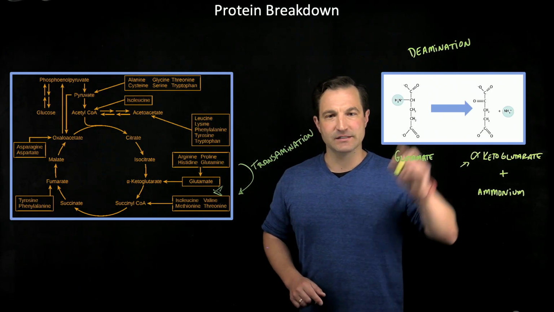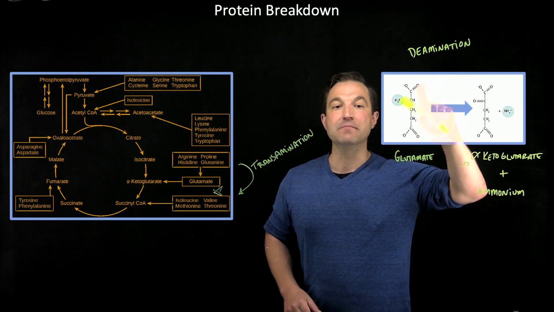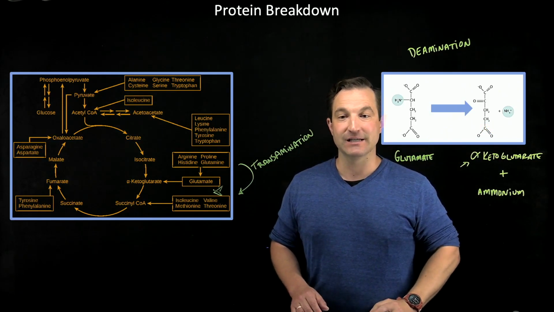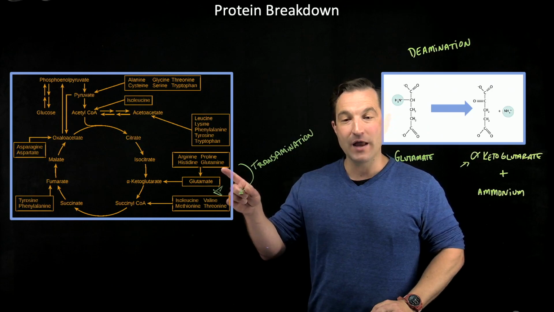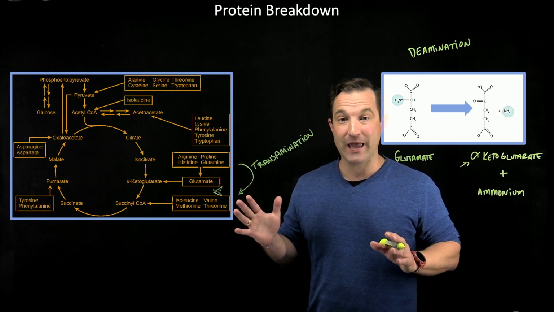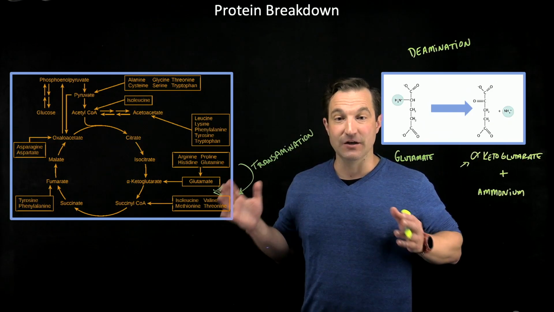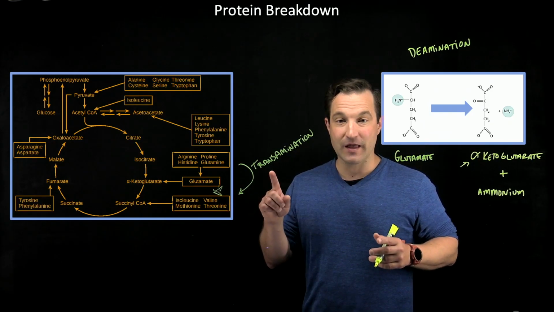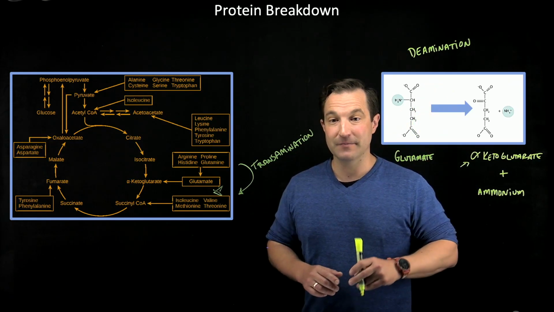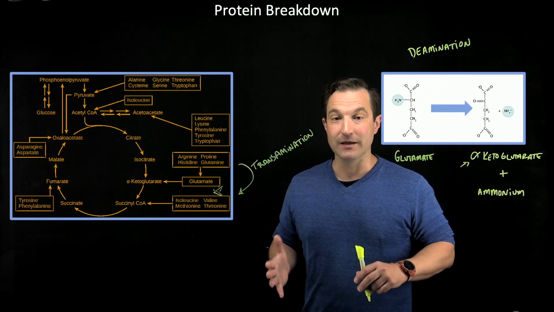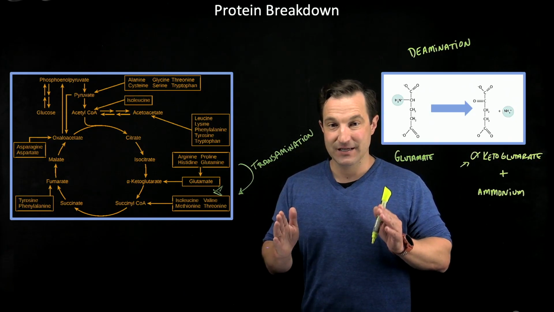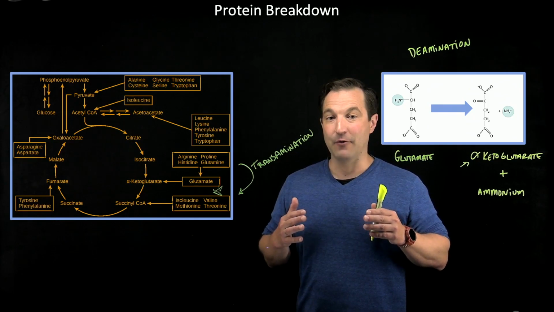And I already discussed deamination, or the removal of that nitrogen. We can also go through a process where we take one amino acid and move the amine group to a different location and create a different amino acid. So if we move that amine group, that's going to be transamination, whereas if we remove it, it's going to be deamination.